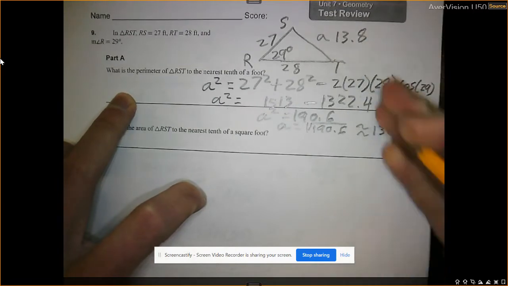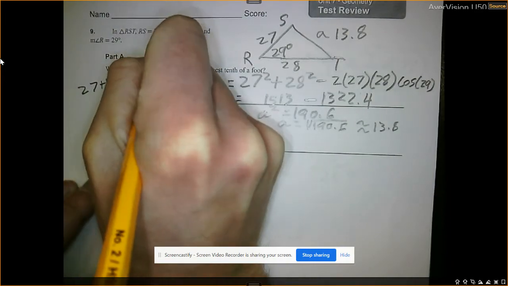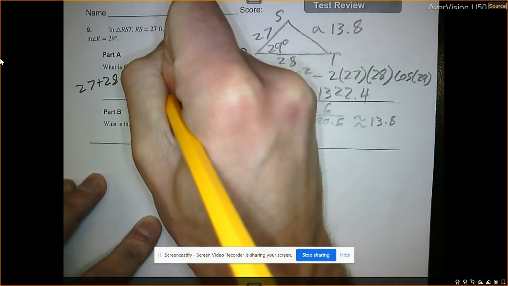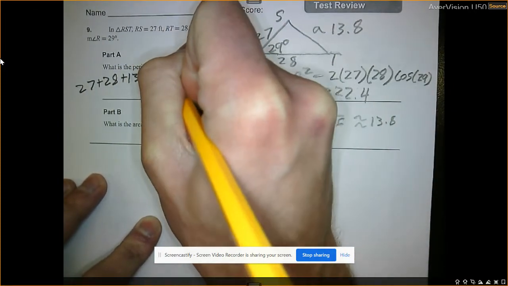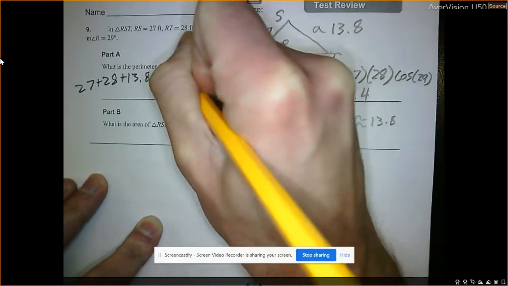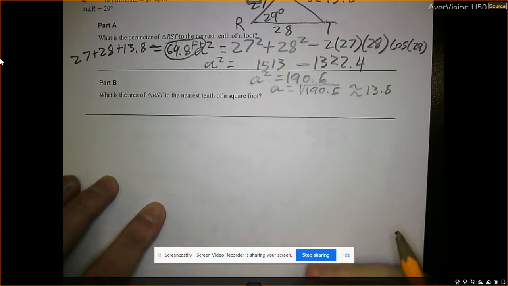This is asking for perimeter here in part A, so now you have that third side length, and you just add them all up. 27 plus 28 plus 13.8 gives you the perimeter, and you should get 69.8 feet as your perimeter there.